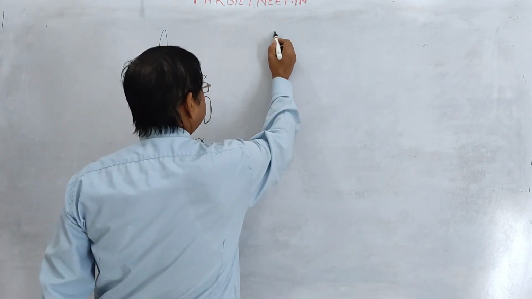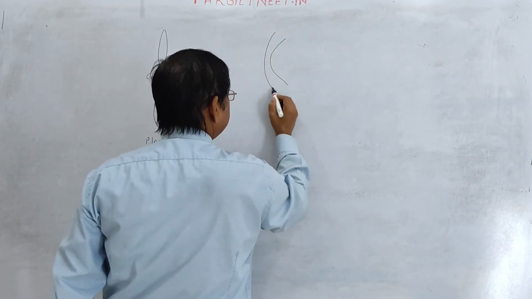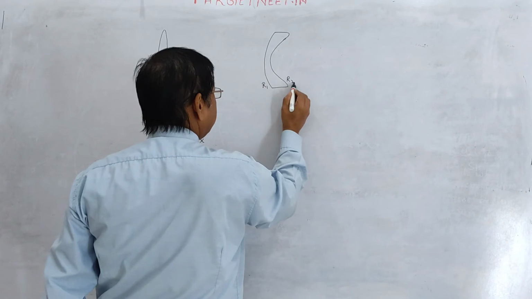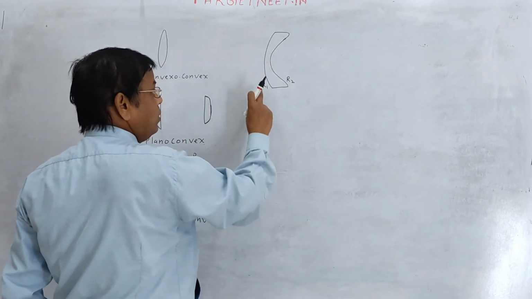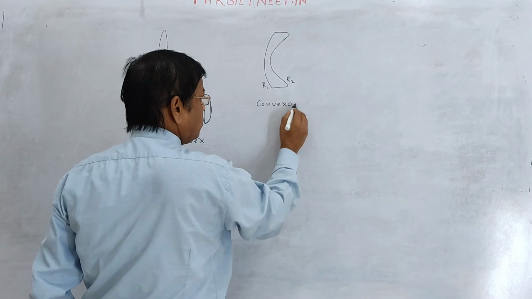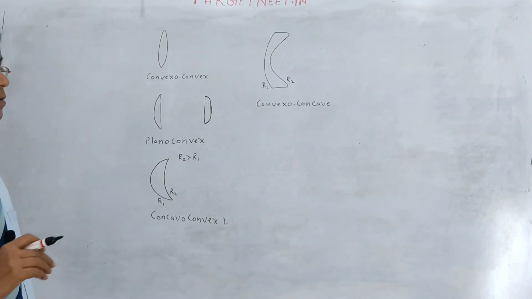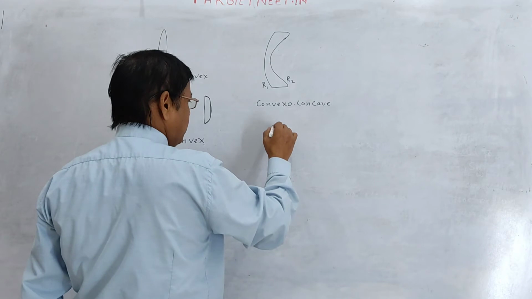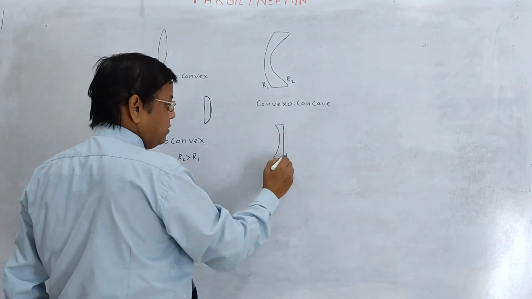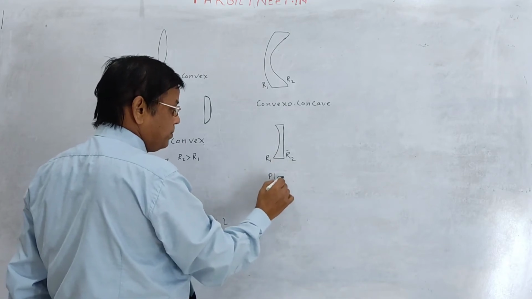Similarly, if I take a lens like this, this surface has the larger radius, this surface has the lesser radius, this is convex, this is concave, so the larger radius gets the first name, so it is convexo-concave. So the name of this lens is convexo-concave. Similarly, if I have a lens like this, this has the larger radius and this has the lesser radius, so I write the name of this surface first, so it is plano and then concave.